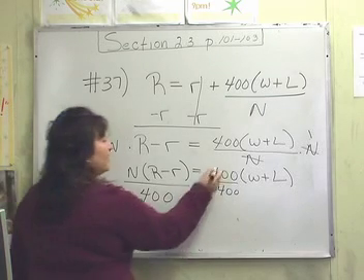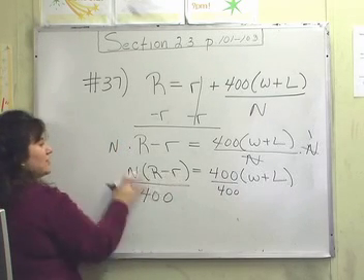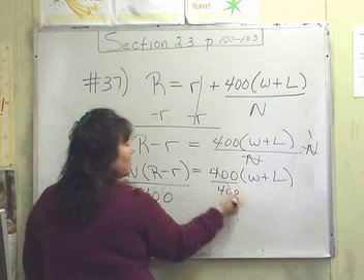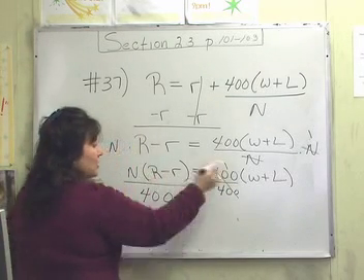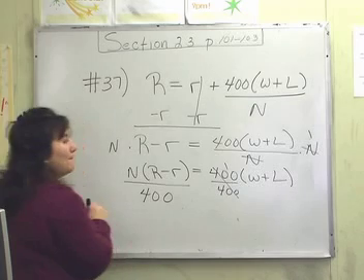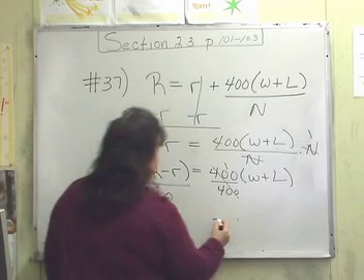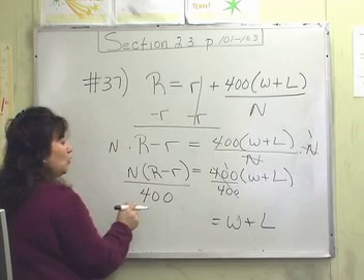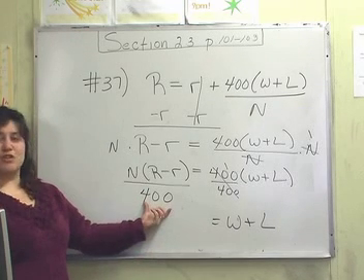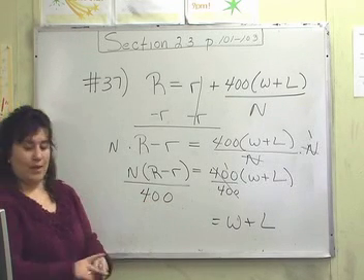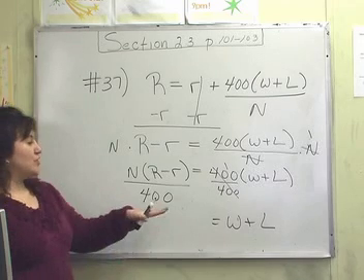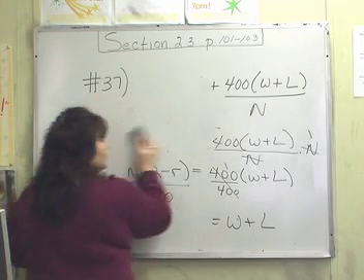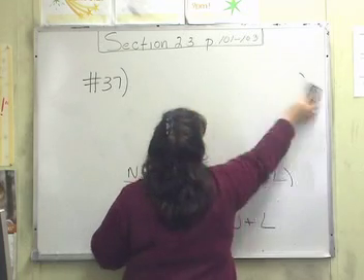On the left-hand side, there is nothing I can perform any further. On the right-hand side, 400 divided by 400 is 1, so I'm left with W plus L equals this expression. What I'm going to do at this point is rewrite it so that you will be able to see it.